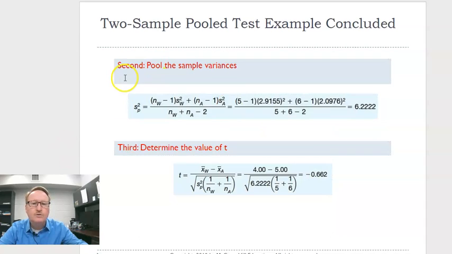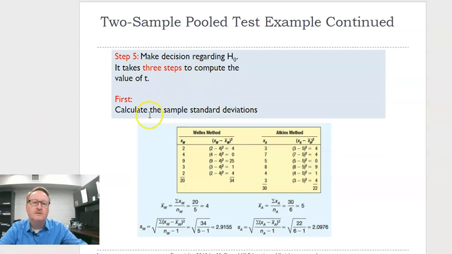Okay. So here's the pooled sample variances. We have to calculate that, and that's going to be one of the questions. What's the pooled sample variances? Okay, now I could go through all this formula. It's really not as bad as it looks, but for this video, I'm really going to focus on how do I make Excel do this for me so I don't have to worry about all this math. Third, determine the value of t. Okay, so I've got a few steps.